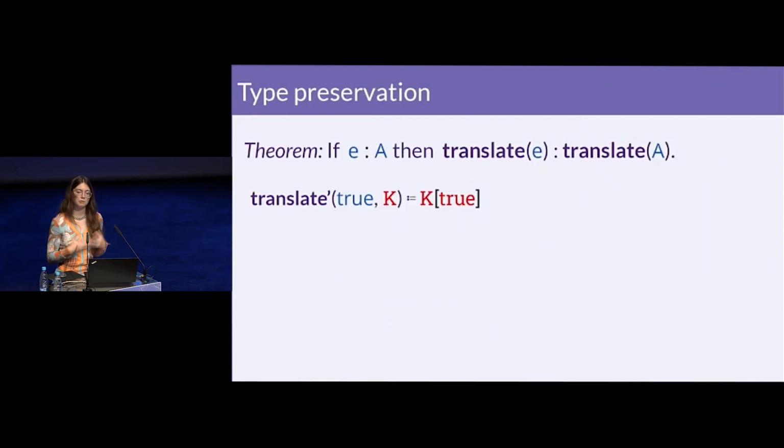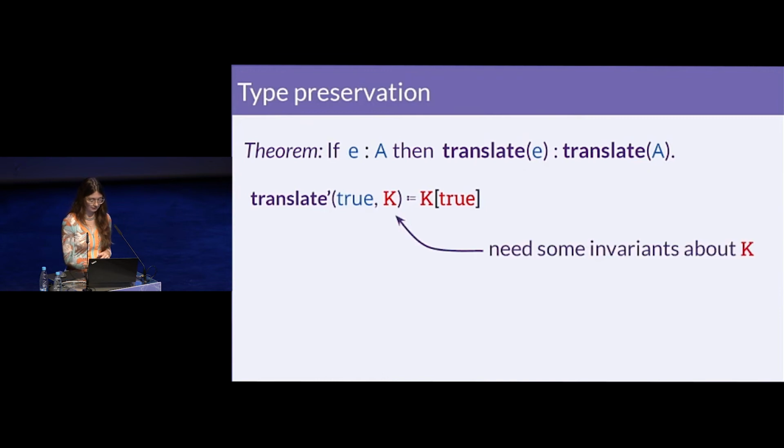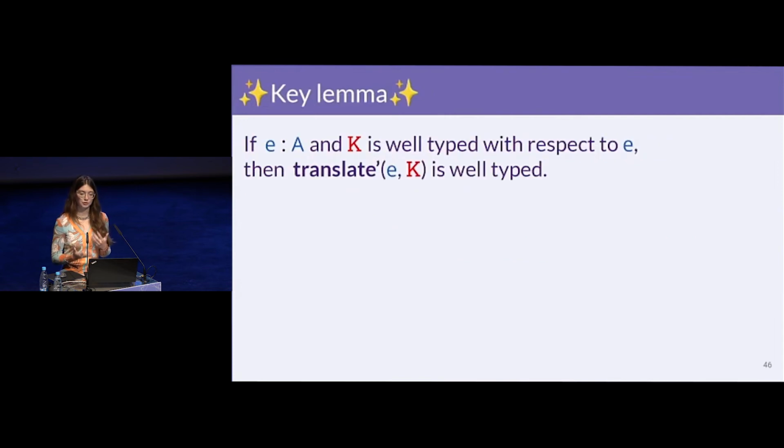Okay, so let's think about how we would prove type preservation for translation defined with context. Well, our top level statement doesn't have access to these contexts, right? I have the base case here just to illustrate we're still working with these contexts. So really we need some sort of invariance about this target context.